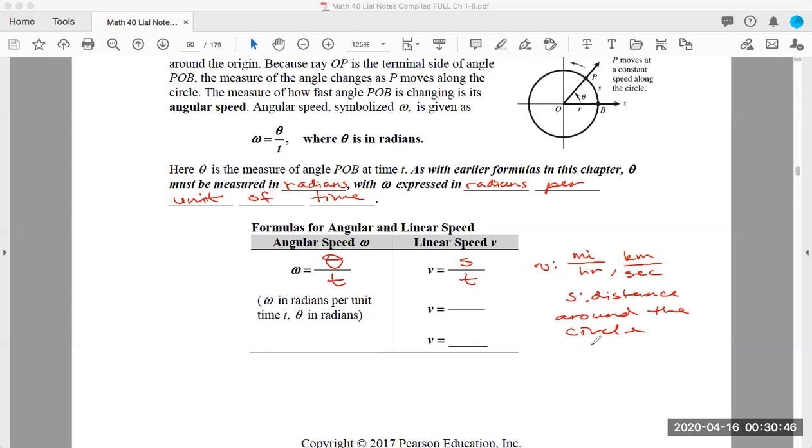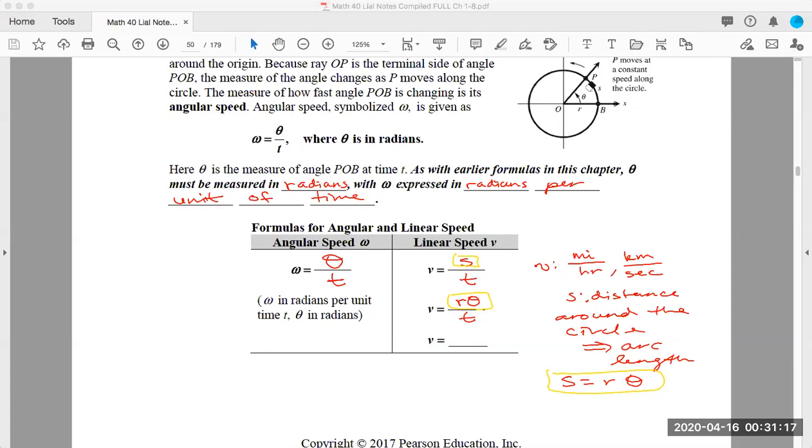So what else does that remind you of? Arc length. Okay, S is equal to r theta. So what we're going to do is replace S with r theta. And then time is still in the bottom.